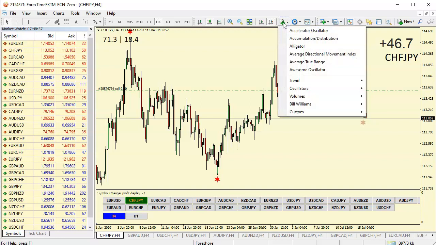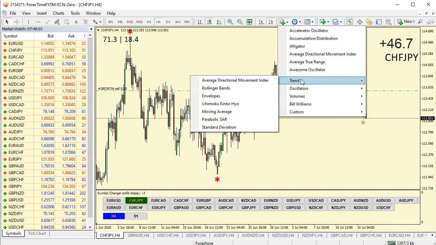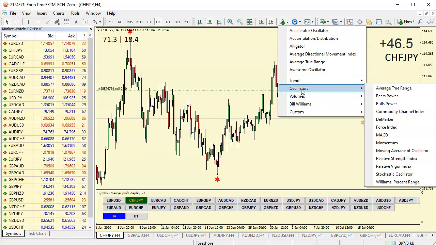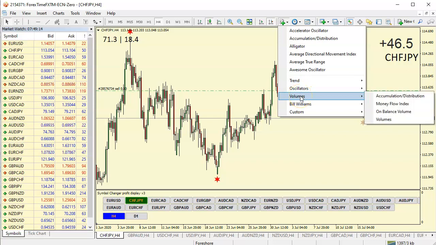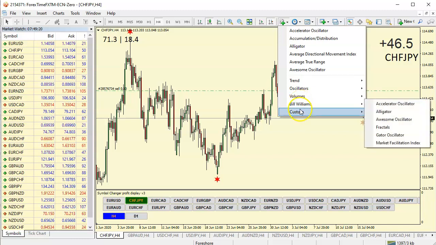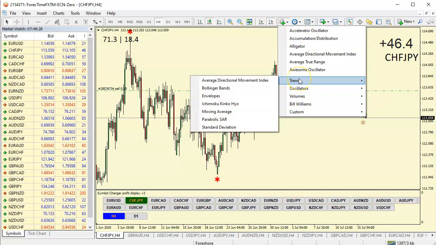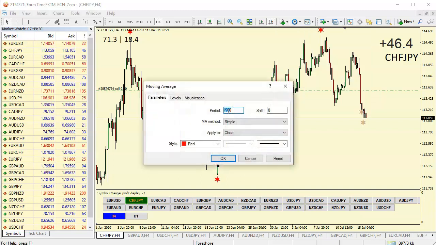You click on that, and then you can see that your indicators are already classified. All trend indicators can be found under this button here. All oscillators can be found under this button here. And as you can see, you have volumes, which is another category of indicators I mentioned in passing. You have Bill Williams, and you have custom indicators, which are indicators developed by individuals like you and I. So we go on trend, and then you pick moving average. I'm going to pick the example moving average, and let's say 20.